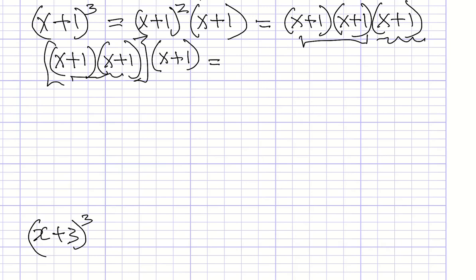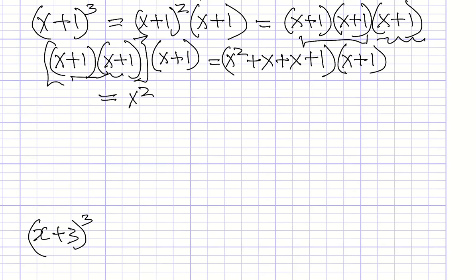What do you get? X times x is x squared. X times 1 is x. And then 1 times x is x. 1 times 1 is 1. Don't forget the 1 outside. So you simplify the stuff inside. What do you get? You get x squared plus 2x plus 1, and plus 1. And then you multiply with the stuff outside, okay?